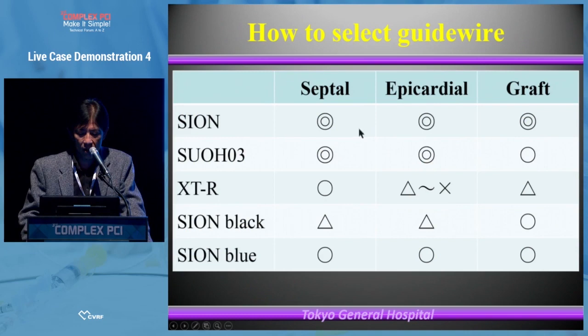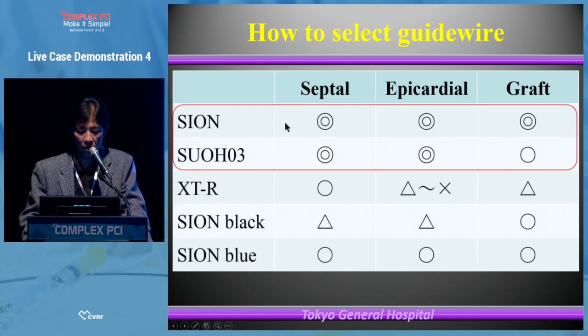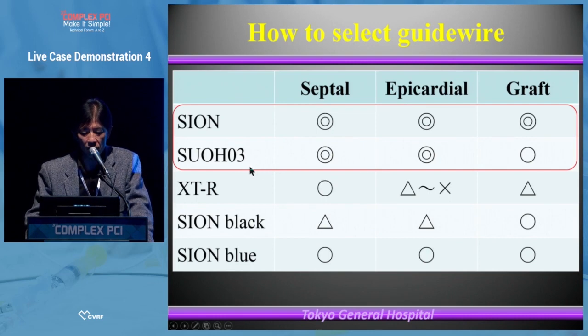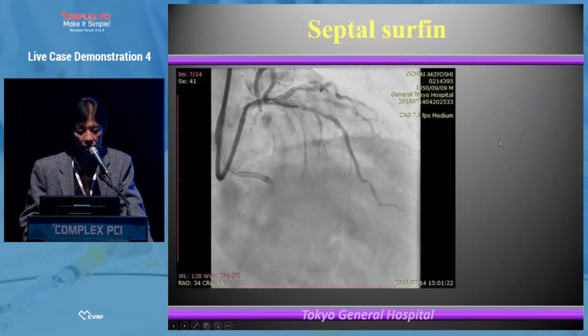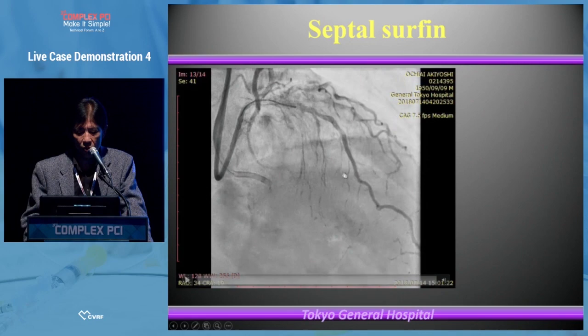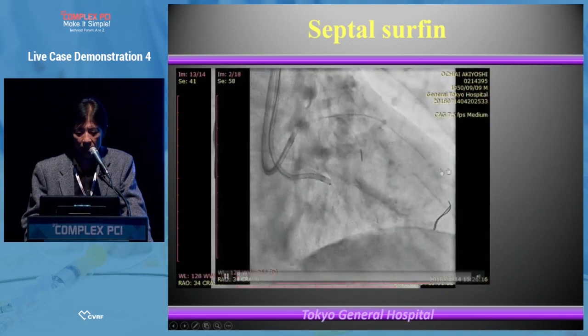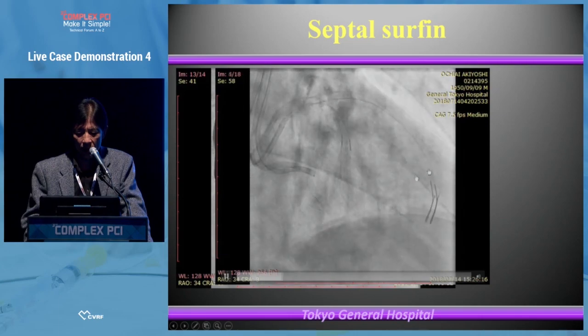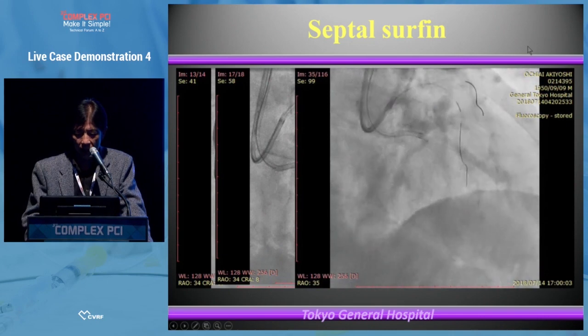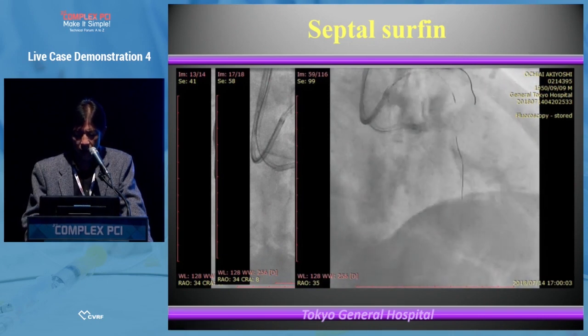And the septal channel is relatively easier. Each guide wire's characteristics are shown here. Mainly the SUOH 03 is the main guide wire, but sometimes I prefer to use the SUOH Black. This is septal surfing. Septal surfing is not easy. It looks like very many small channels, but it is quite difficult. This is a very shallow type of septal channel. At that time, septal surfing can sometimes work.